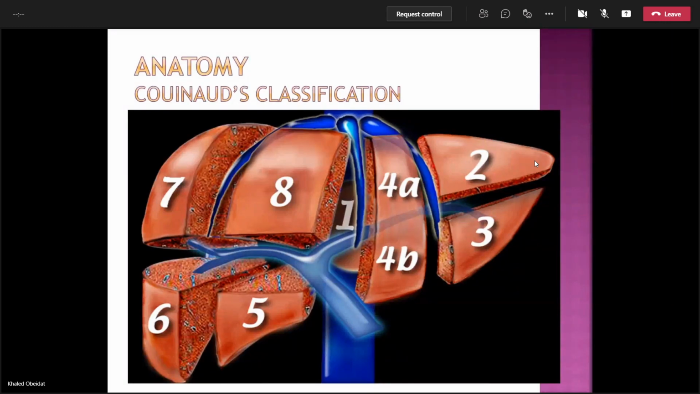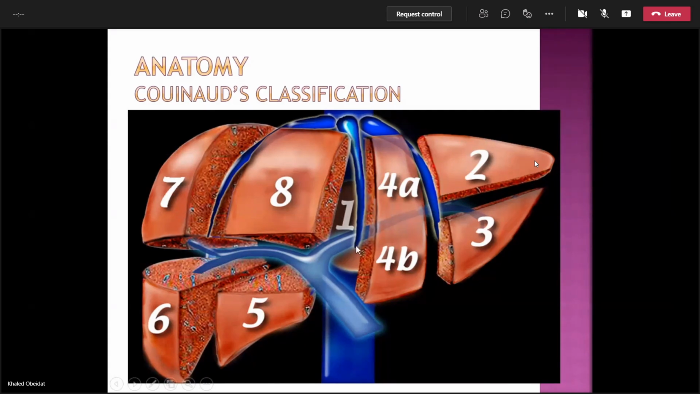Segment 2, 3, 4, 5, 6, 7, 8. And as you can see, we can memorize them as clockwise. We start with 2, 3, 4, 5, 6, 7, 8. Meaning, memorize this as clockwise from 2 to 8. 2, 3, and 4 comprise the left lobe, while 5 to 8 comprise the right lobe. You can see that this division is based on portal and arterial blood supply as well as hepatic veins.